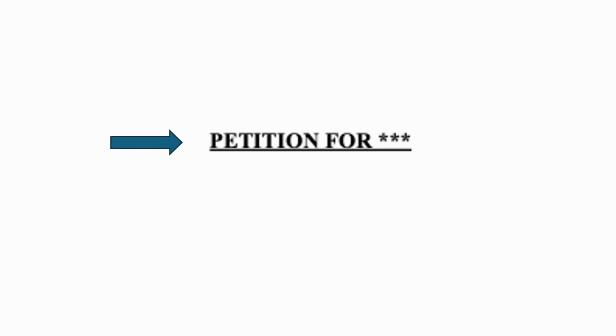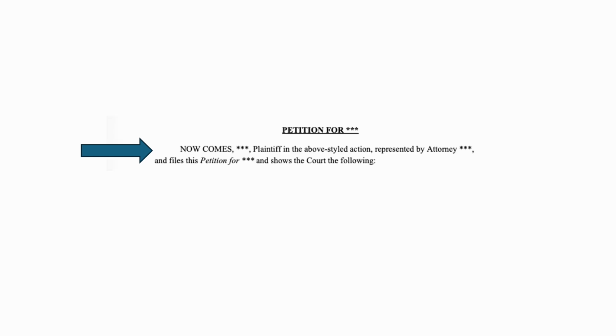So go back over here and put in damages. Remove the asterisk. Again, keep it bolded, underlined, all capital letters. Now we're going to have our first paragraph, and this is where we're going to put in the plaintiff's name.